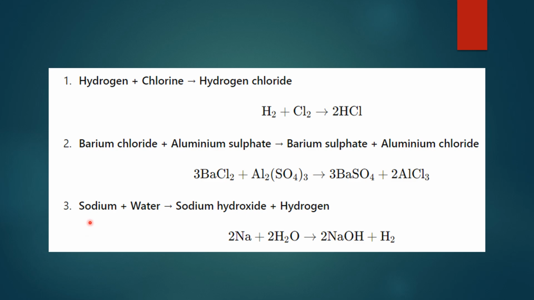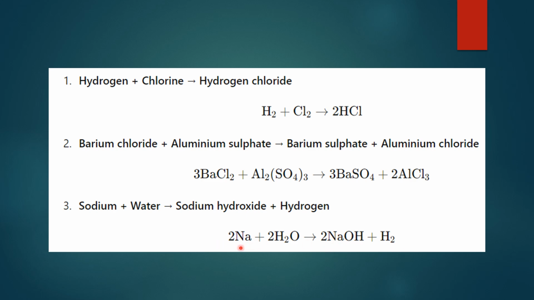Third one is sodium plus water gives sodium hydroxide plus hydrogen. So sodium we know it is Na, water is H2O, sodium hydroxide is NaOH, and hydrogen is H2. So basically we get this particular equation and then we balance it. Let's try and check out if it is balanced.